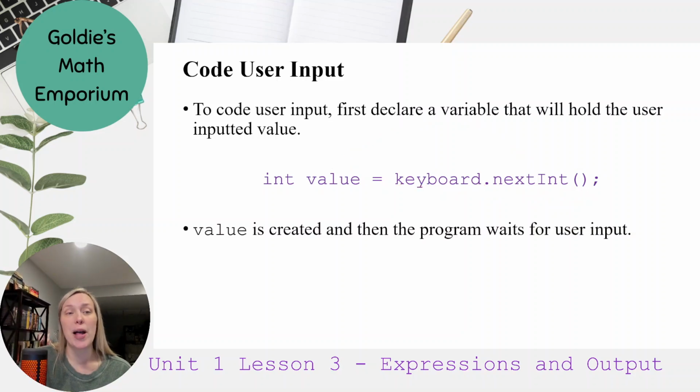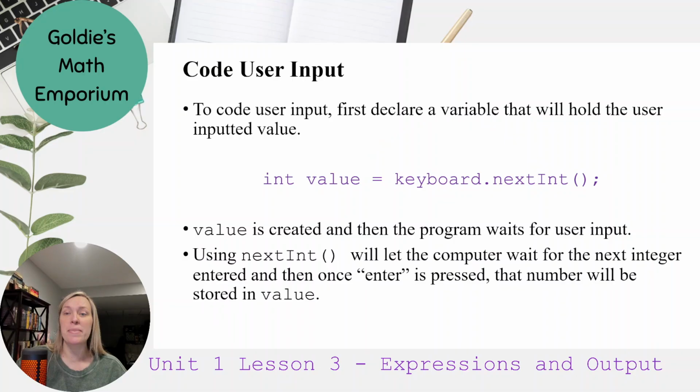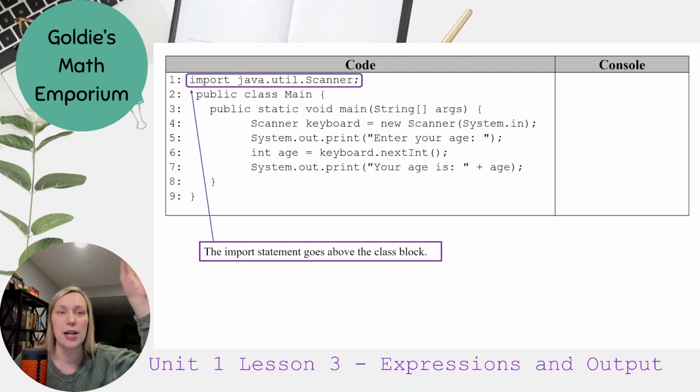So in our program, what will happen is value will be created, and then the program waits for user input. The program pauses, and you'll see it just wait for your user input. Once the user inputs an integer, it's going to store it in value, and the program is going to continue. So it waits for the next integer, and you do have to press enter, and then the number is stored in value. Those are our three steps. So let's put it all together in a program and check this out.